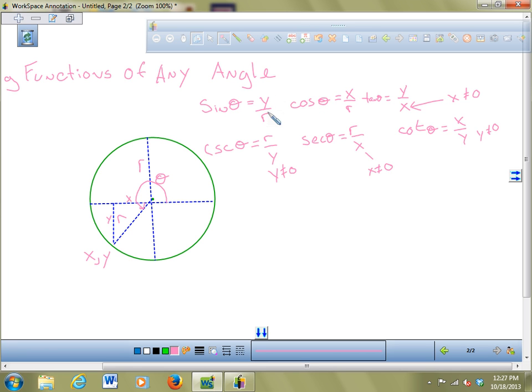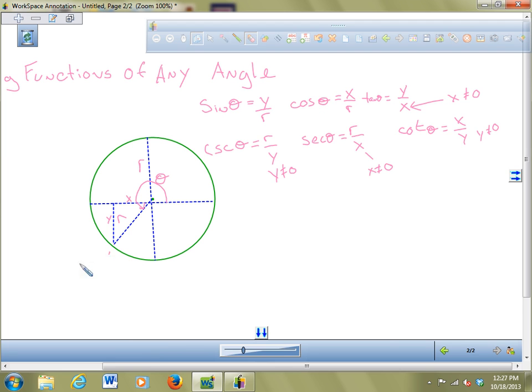So you will see when we graph these trig functions that cosecant and secant and cotangent and tangent all have places where they are undefined, okay? When x and y are 0, right? But sine and cosine are continuous functions. They never have places where they're undefined.